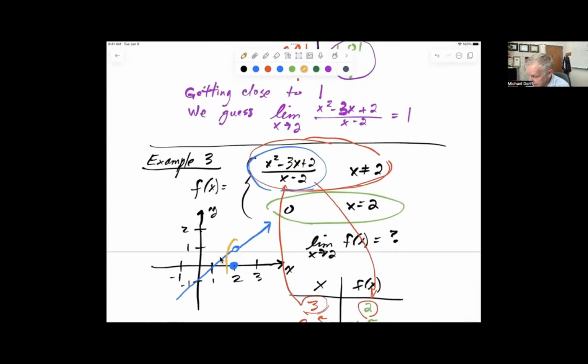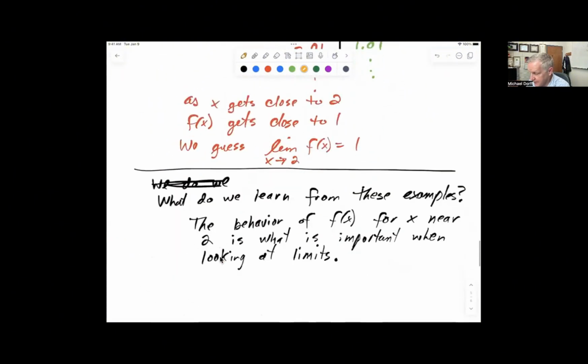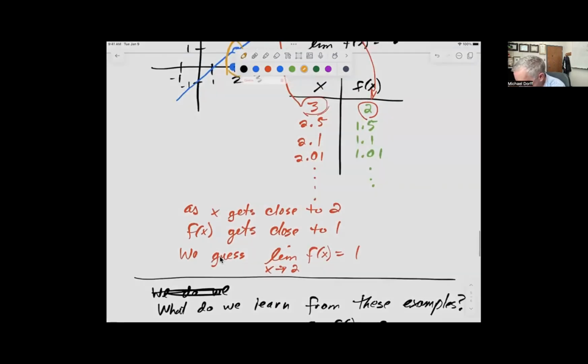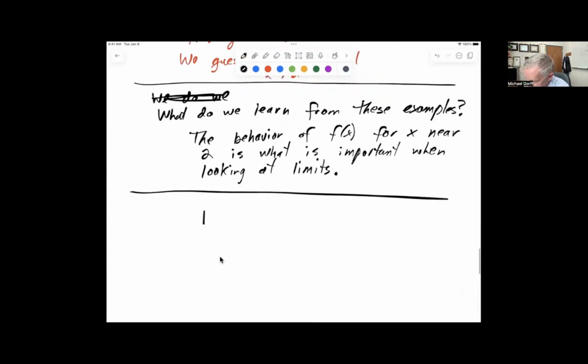And in the third example, the value of f of x when x was 2 was a totally different value, and that didn't change the limit. The limit was still the same as in the previous two examples. Okay, let me see if I can demonstrate this with a diagram.